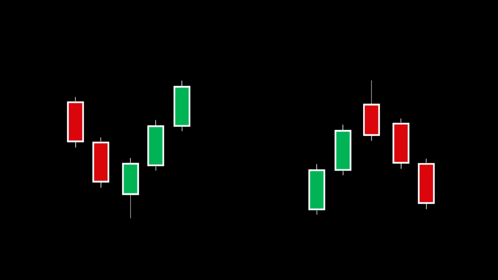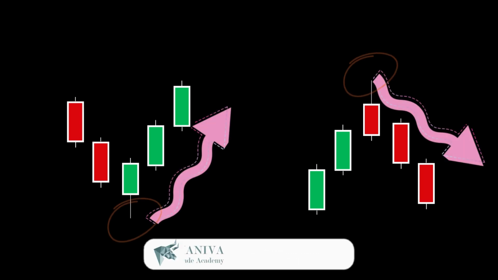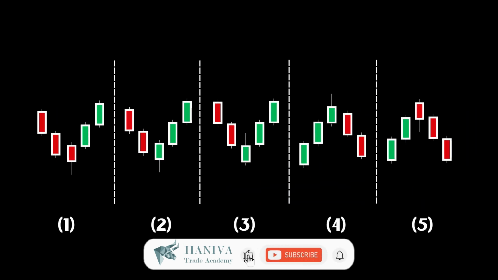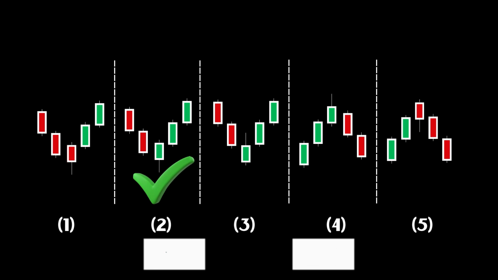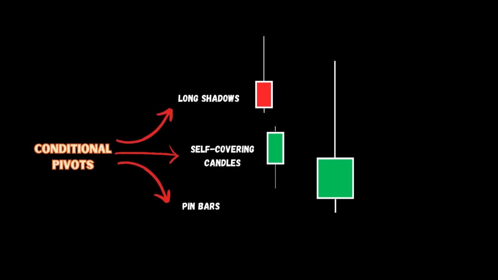4. The body color of the candle must align with the direction of the new trend. 5. The shadow's direction must align with the new movement. Look at the image. Among the 5 examples, only number 2 is a self-covering candle. Pin bars. If you could only trade one candlestick pattern for the rest of your life, this would be it. Why? Because the market reacts to it almost every time.